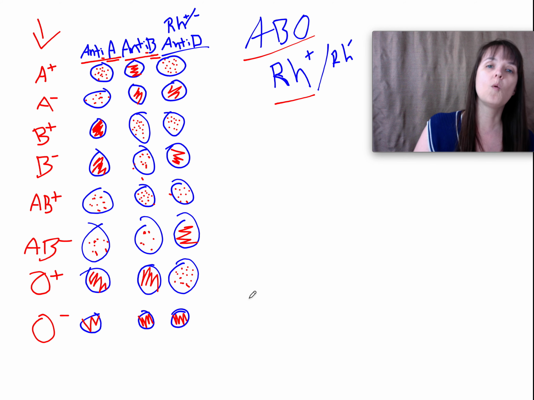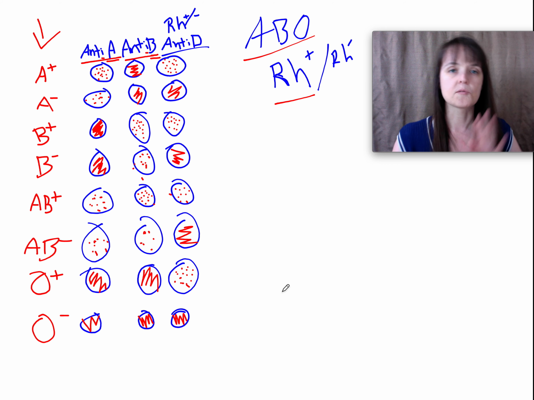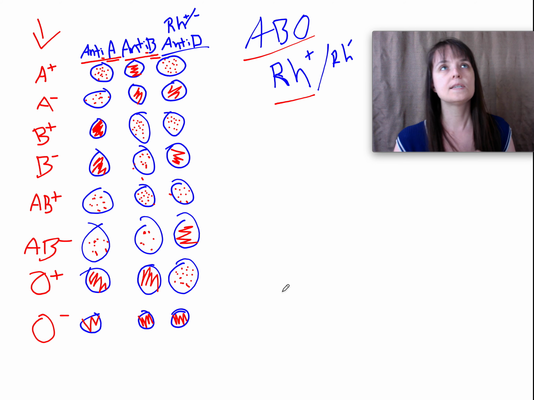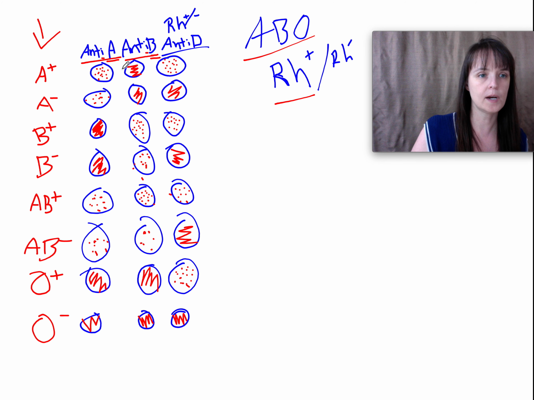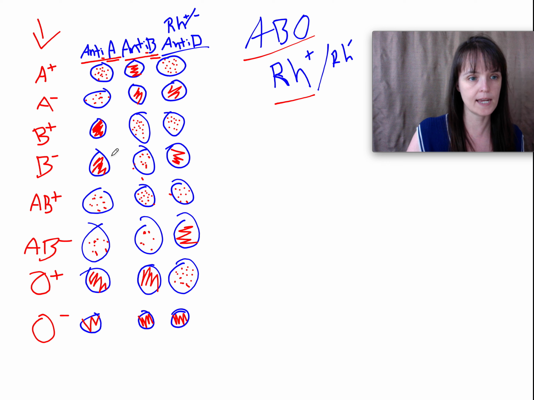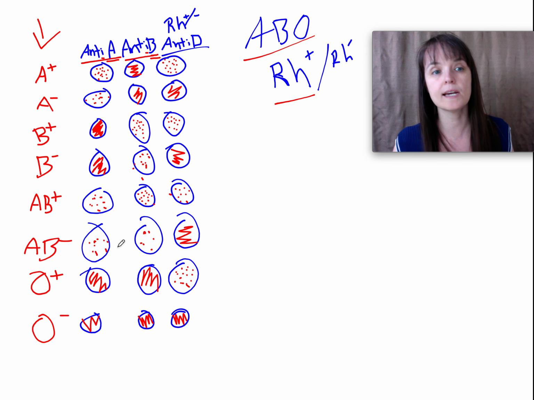So, sample test questions: what blood types would react to anti-A serum? Well, we can just go through the pile here. A positive, A negative, AB positive, AB negative.